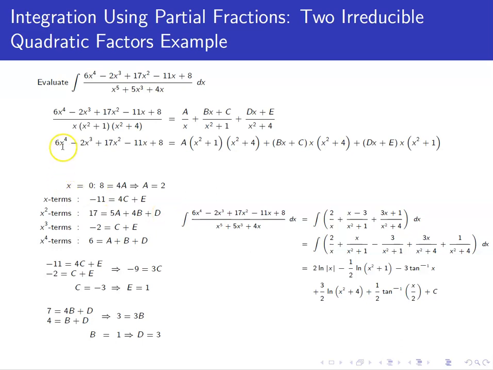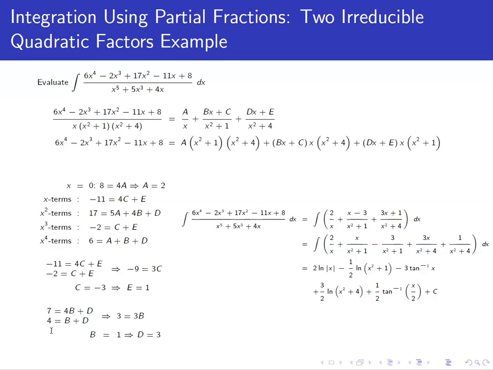For x to the fourth, we have a 6 on the left-hand side. To get x to the fourth in each of these products, I need to do a times x squared, that's one way. Bx times x squared, that's another way. And then dx times x squared, that's the third way. So we get a plus b plus d on the right-hand side. Since a was found to be 2, we can put 2 in for a and move things to the left-hand side. We get this system of equations. Again, we can subtract equations to get 3 equals 3b, which makes b equal to 1, so d is 3.